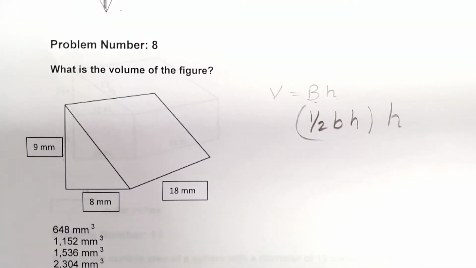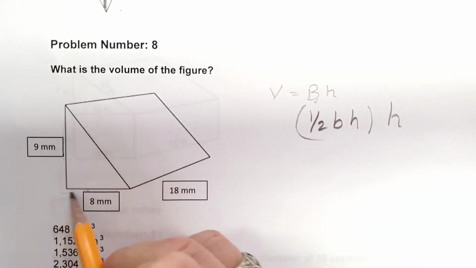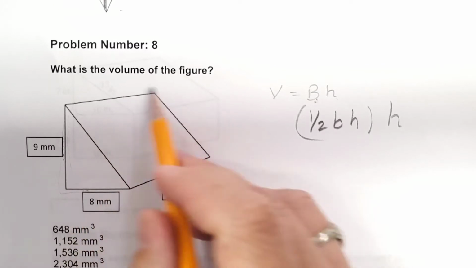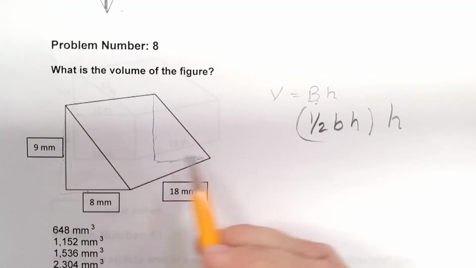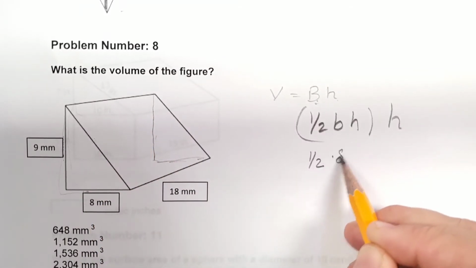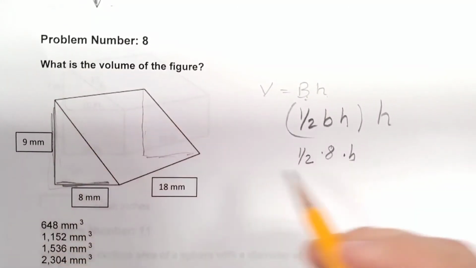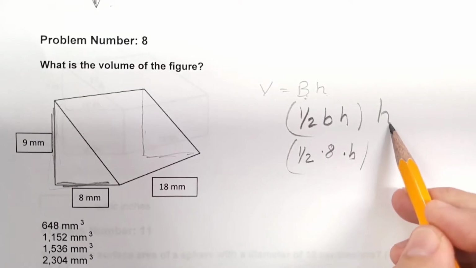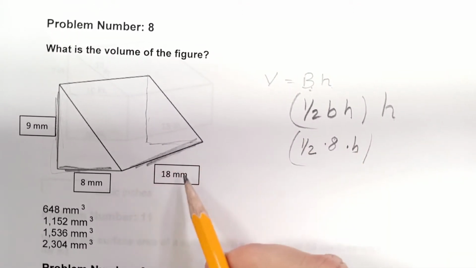Okay, so let's do this. First we're going to do the base, which is this triangle right here. This is the base of this. There's another one over here. They didn't draw it in there, but there's 2 bases to this prism. All right, 1/2 times 8, that's the base of this triangle, times height, that's the height of this triangle, times the height of the prism. The height of the prism is this line right here, which is 18.